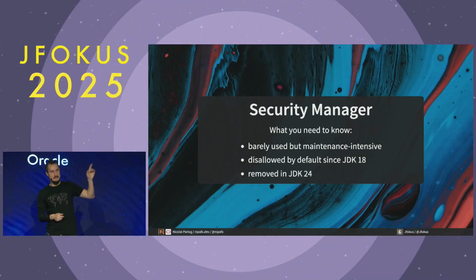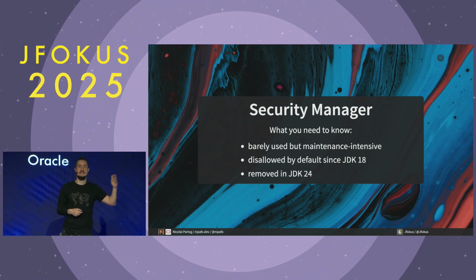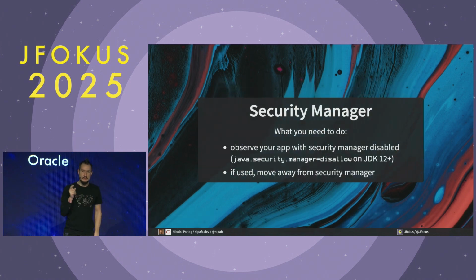So the security manager is already disallowed by default since JDK 18, and in 24 it's removed. So if you are going with each 6-month release, you will know this. You will have seen all the warnings that you will get if you still use the security manager in these past releases. And as you move to 24, nothing's going on anymore. If you're not going with every 6 months release, you might not have noticed this. You might not be aware of this. And as I said, this could technically happen on your behalf.